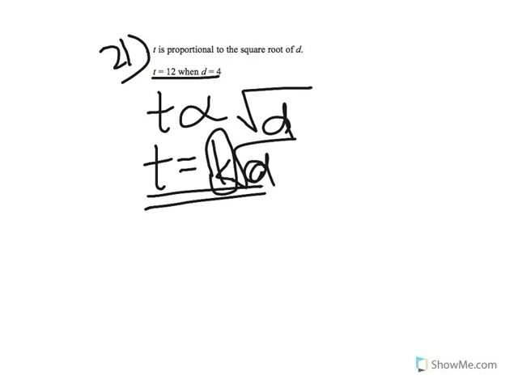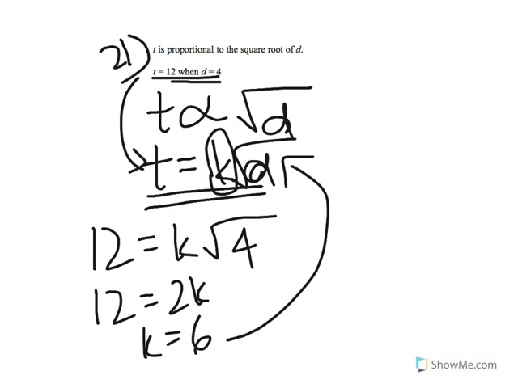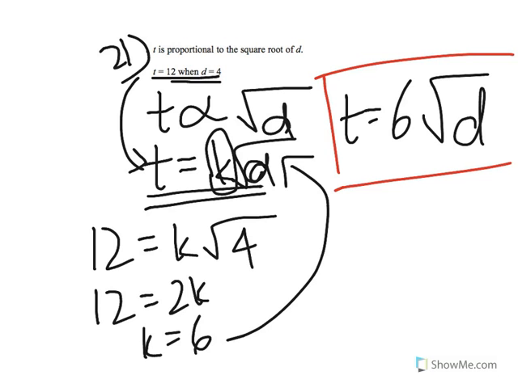So basically, we have a value of t and d. So all we got to do is substitute this into this equation, and we can get a value of k. So t is 12 when d is 4, right? So 12 is equal to 2k. So divide both sides by 2. k is equal to 6. So now we substitute this back into this equation, and we'll have a full equation. So t is equal to 6 times root d. And that is your equation. Oh yeah, and that was 21a.